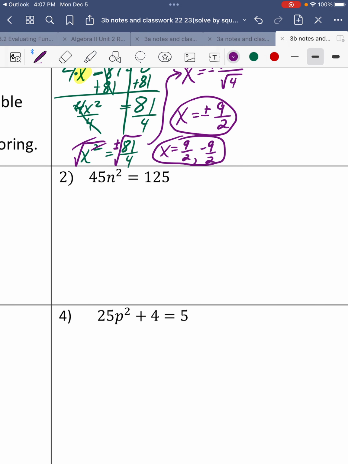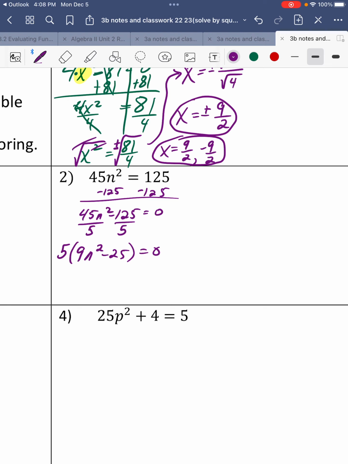Number 2, I'm going to subtract 125. So 45n squared minus 125 equals 0. There is a greatest common factor of 5, which gives 9n squared minus 25. The greatest common factor does not have a variable with it. All of our solutions are going to lie within the factor 9n squared minus 25. We're going to set it equal to 0 and do the reverse order of operations from the variable n to get it by itself.